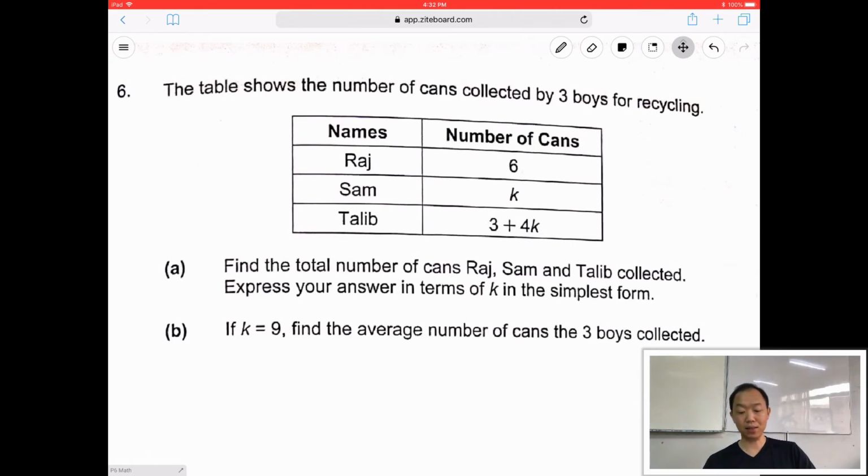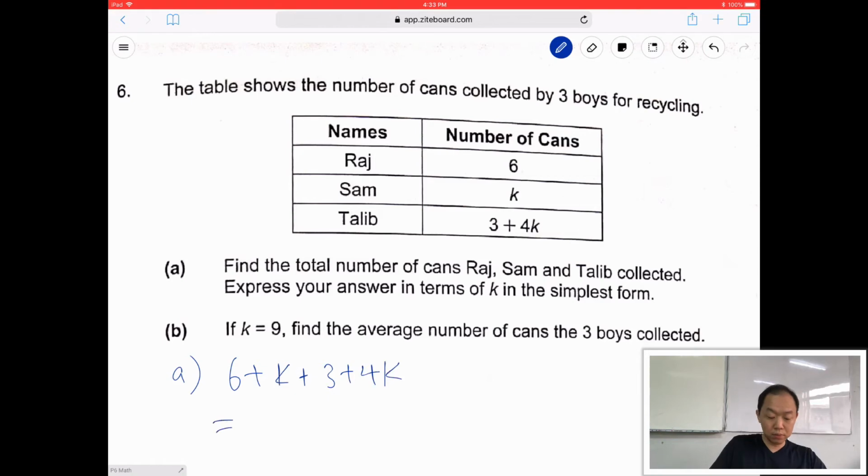Okay, so we have the number of cans collected by 3 boys for recycling. Find the total number of cans they collected. Okay, total number is just add them together. So for part A, 6 plus k plus 3 plus 4k. So remember, numbers and alphabets don't mix, okay? You do not mix them together. So 9 plus 5k. Okay, that is the number.